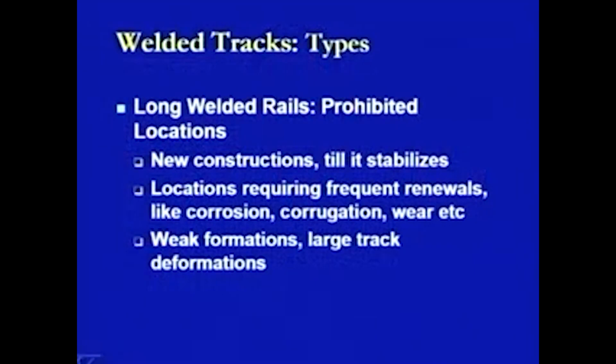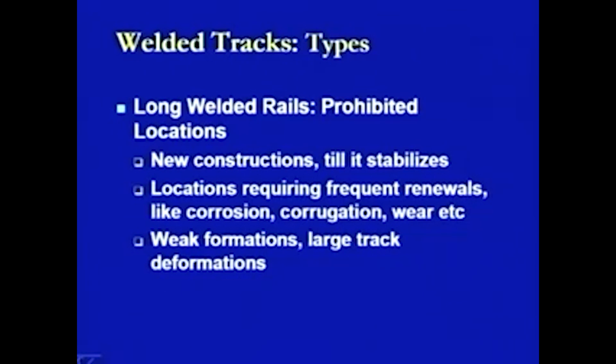Corrugation is another aspect which is location specific. It is not that it is happening everywhere. So, whatever locations where corrugation is taking place, we can remove or rectify those locations, or we can renew those locations, and if we have to do it with the long welded rails, then it will not be possible again.